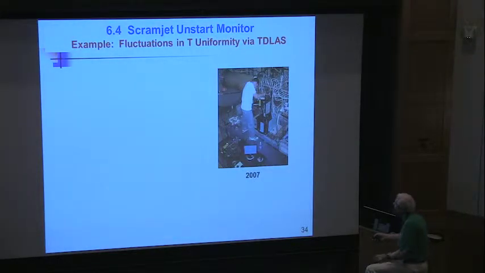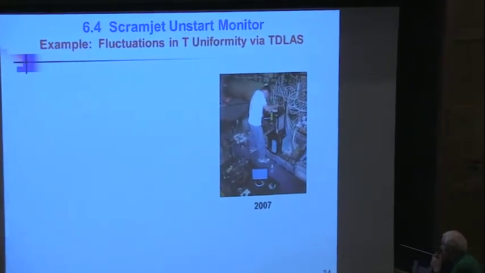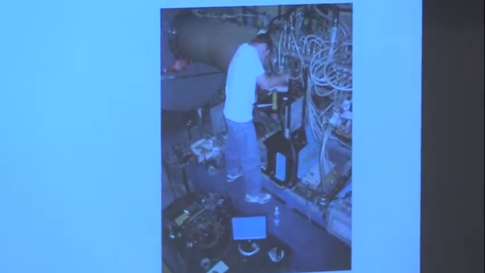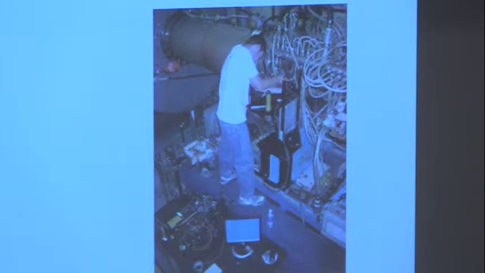I had a student who went to Wright-Patterson Air Force Base. He's now a professor at Colorado, Greg Rieker. So you get a feeling for the scale of this experiment. This is now a continuous experiment, so you see water vapor and water cooling lines everywhere. When it's big like this, they're testing a larger-scale test engine. He did this about 10 years ago.